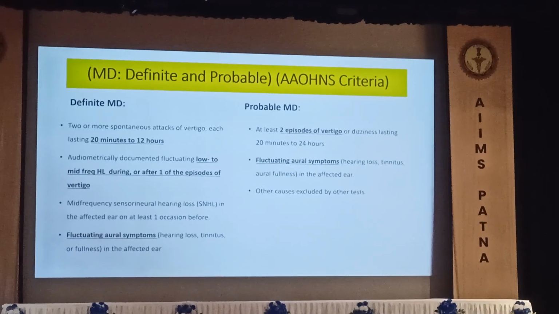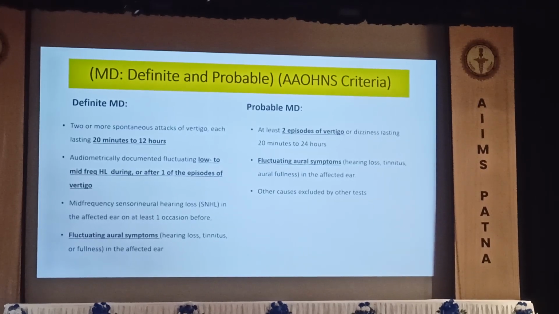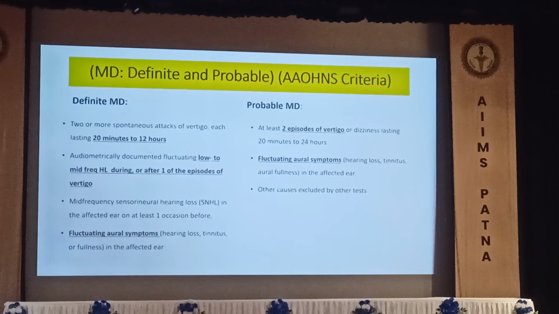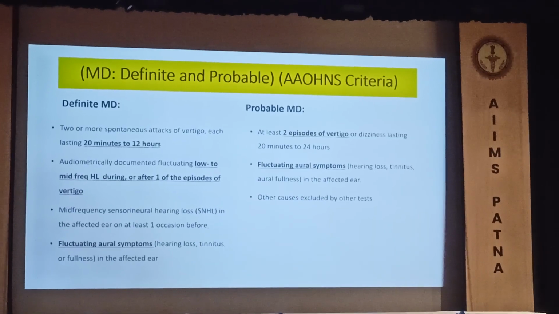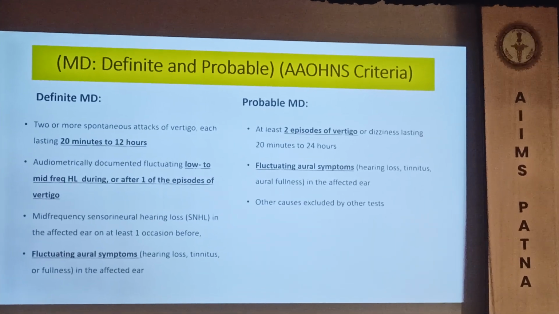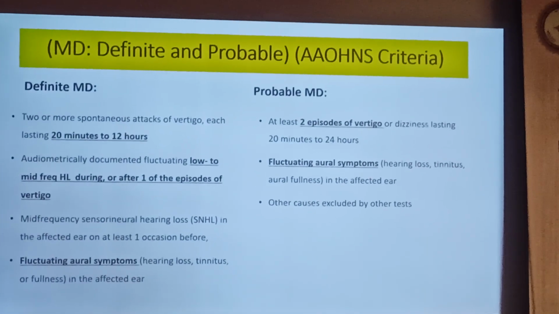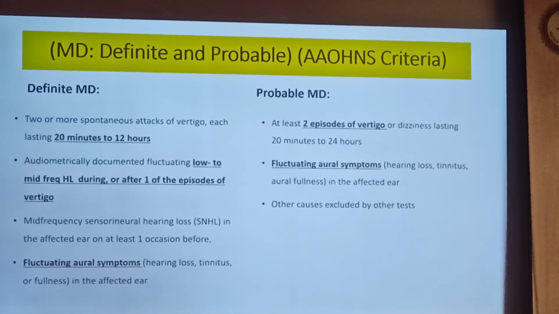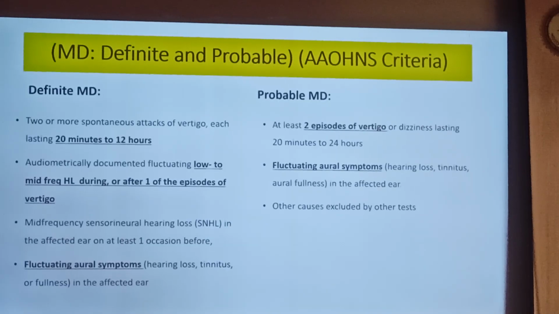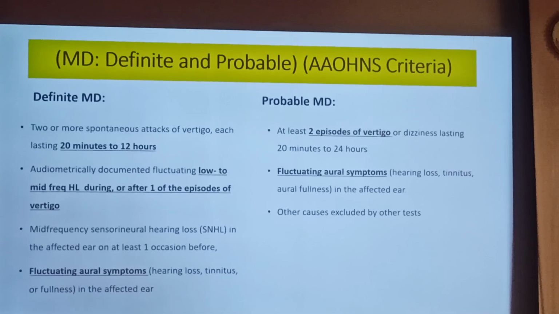If your vertigo lasts from minutes to hours, then you are dealing with Meniere's or at times some other conditions which I'll be talking about later. Along with that, you will have low to mid-frequency hearing loss. We are talking very specifically about low to mid-frequency hearing loss. This is important in audiometry. And then you will have fluctuating aural symptoms. So when you have all these three together, you are dealing with a case of definite Meniere's disease. Probable Meniere's is at least two episodes of vertigo with fluctuating aural symptoms, and other causes are excluded. So that forms the main diagnosis of Meniere's.